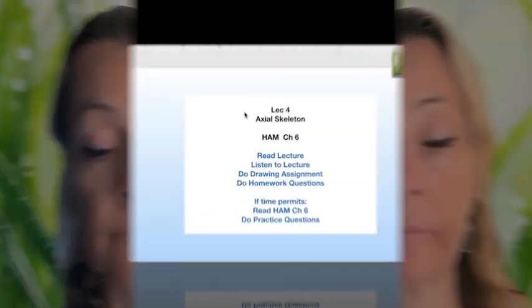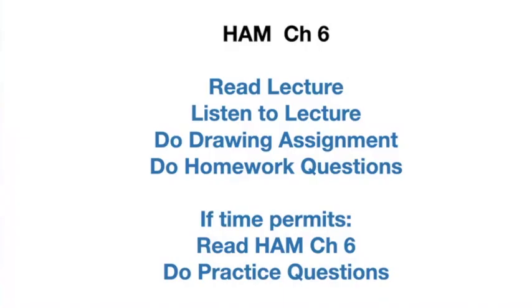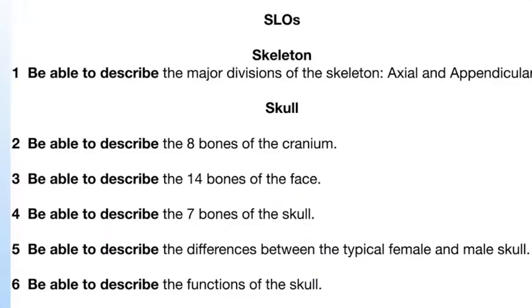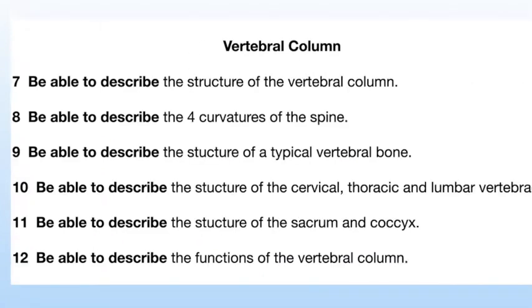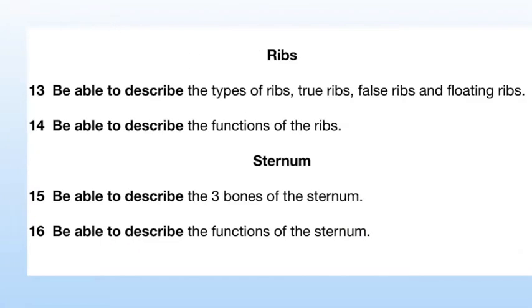This lecture is about the axial skeleton. This lecture is based on Martini's chapter 6. Here are the learning objectives. They are organized by subject. So first, general comments about the skeleton are in the lecture, and then the skull is fully described, the vertebral column, the ribs, and the sternum.